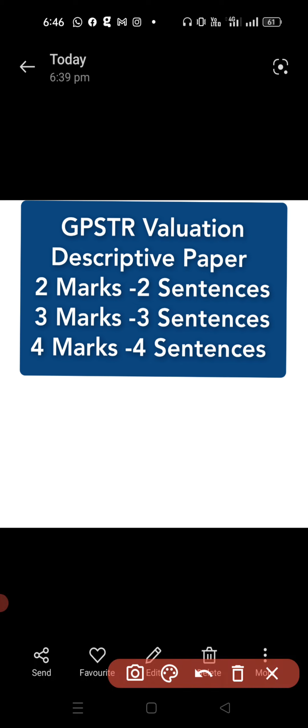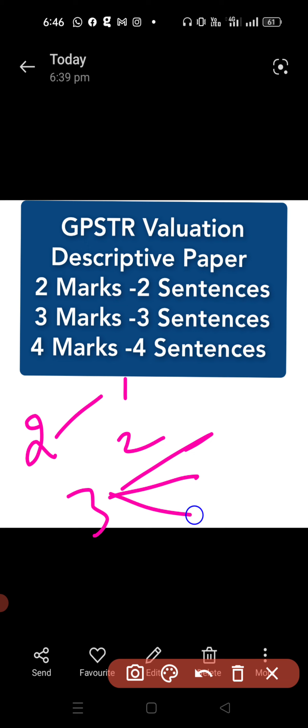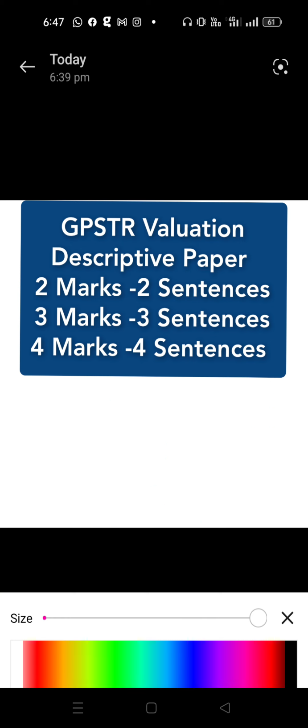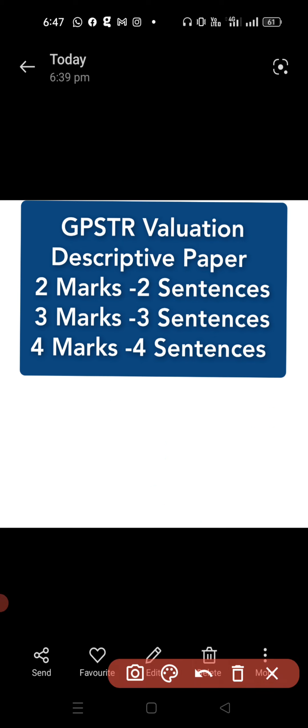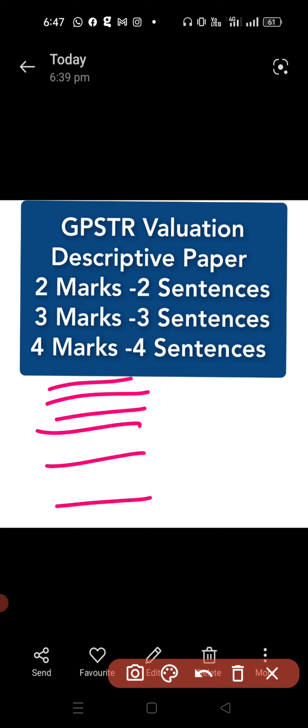So writing skill is very important in the examination for 2 marks, especially in a competitive examination like this GPSTR, and for the 3 marks and the 4 marks. So this is how they are going to evaluate your paper, not like the degree answers. In the degree they expect you to write more, and assume that you have written many sentences. If one or two sentences match, they will give the marks, but here that is not the case.